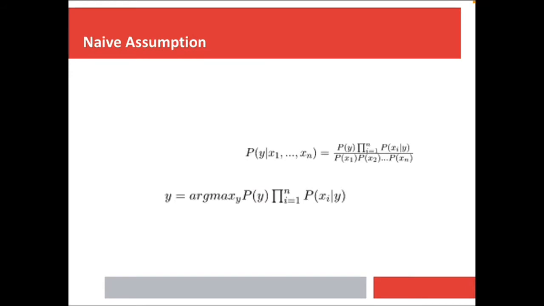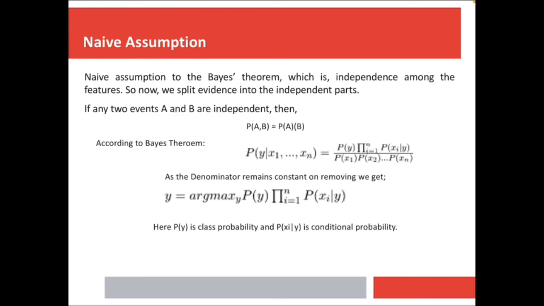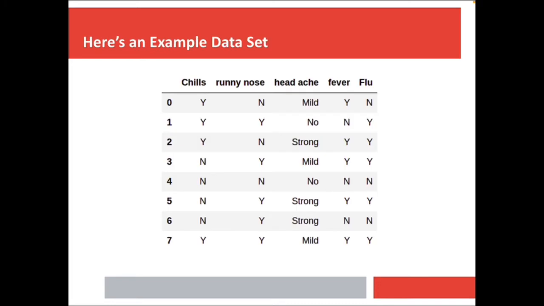Here's the naive assumption to the Bayes theorem, which is independence among the features. Now we split the evidence into independent parts. If two events A and B are independent, then P(A,B) equals P(A)P(B). According to Bayes theorem, P(y|x1,...,xn) equals this value. As the denominator remains constant, on removing it we get this value for our naive assumption. Here P(y) is the class probability and P(xi|y) is the conditional probability.